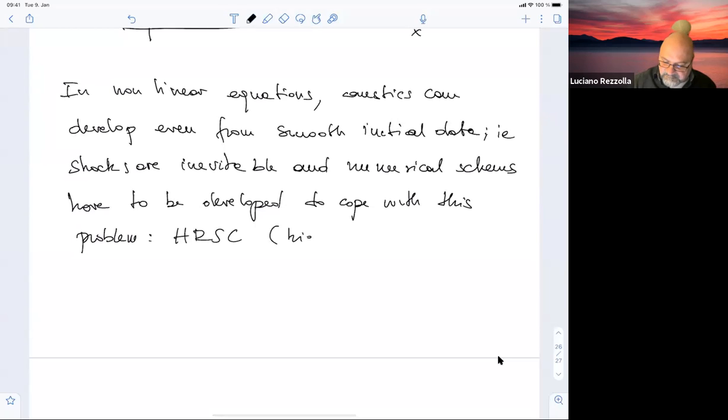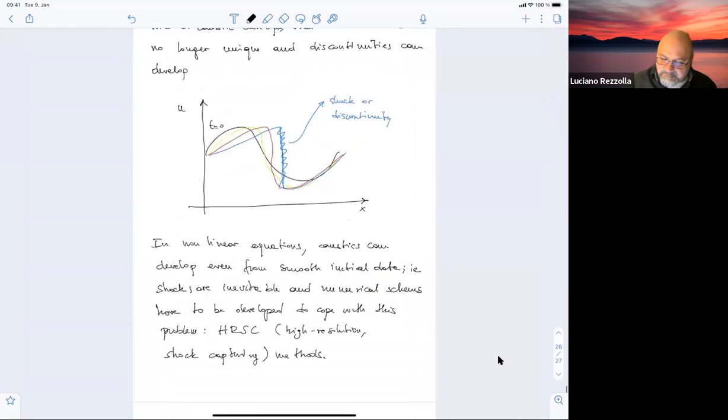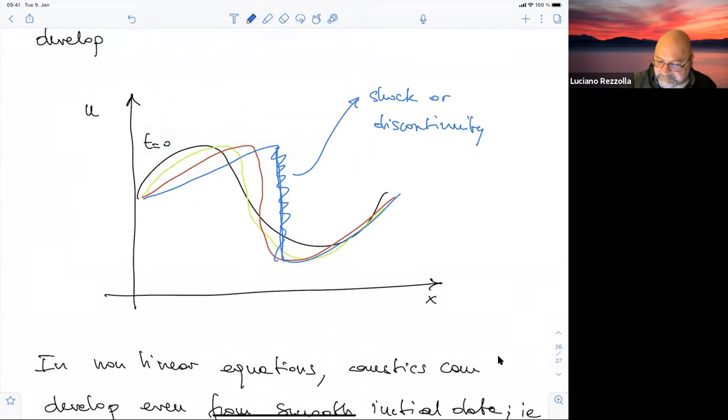High resolution shock capturing methods. Okay, I will stop here. I hope I can use the questions to fill in some of the details I couldn't.